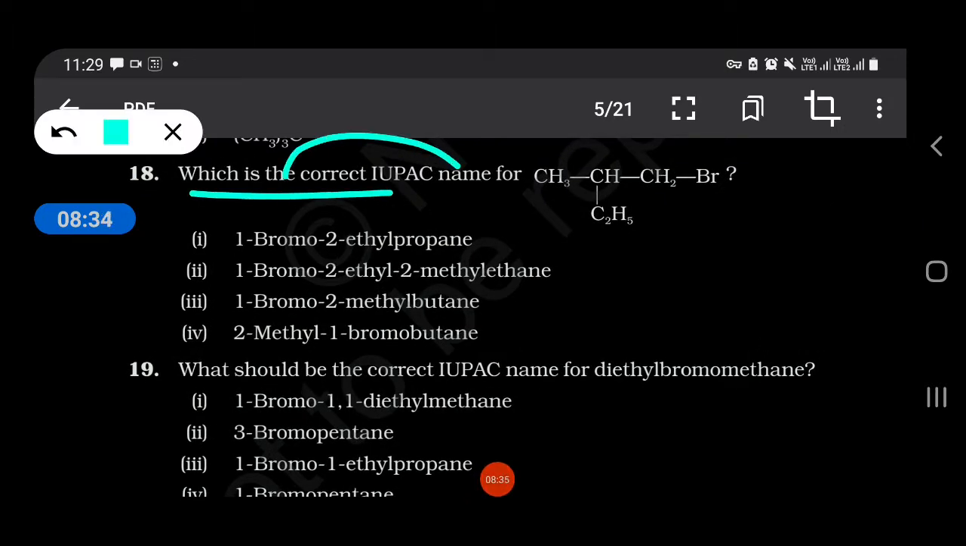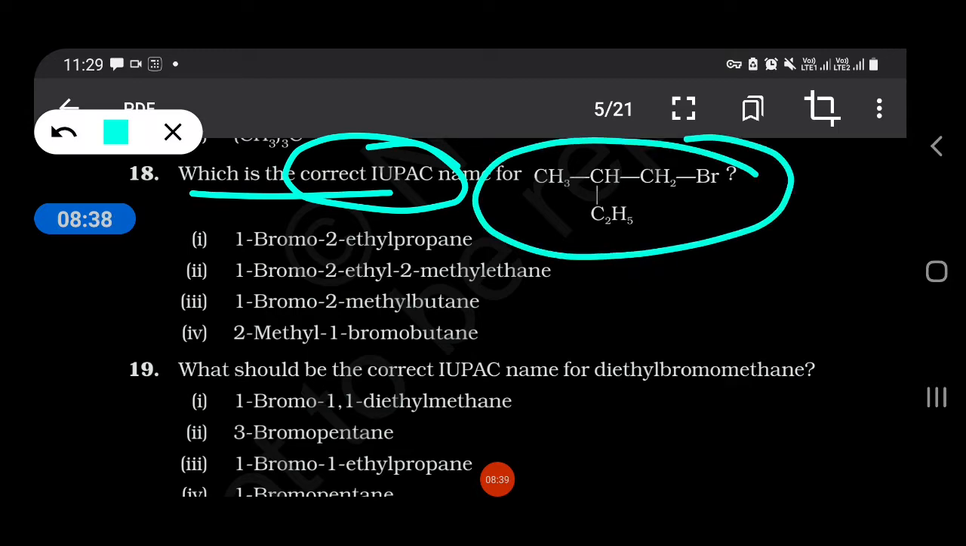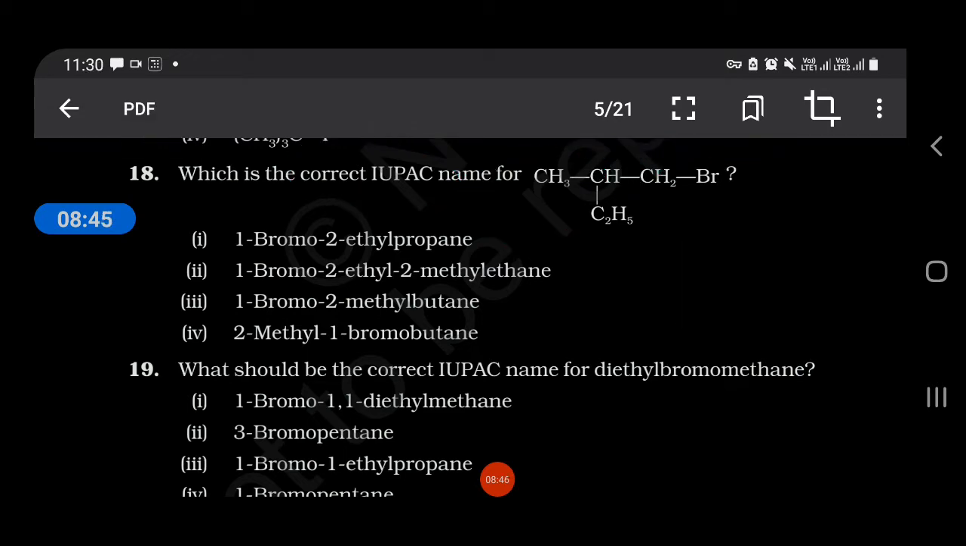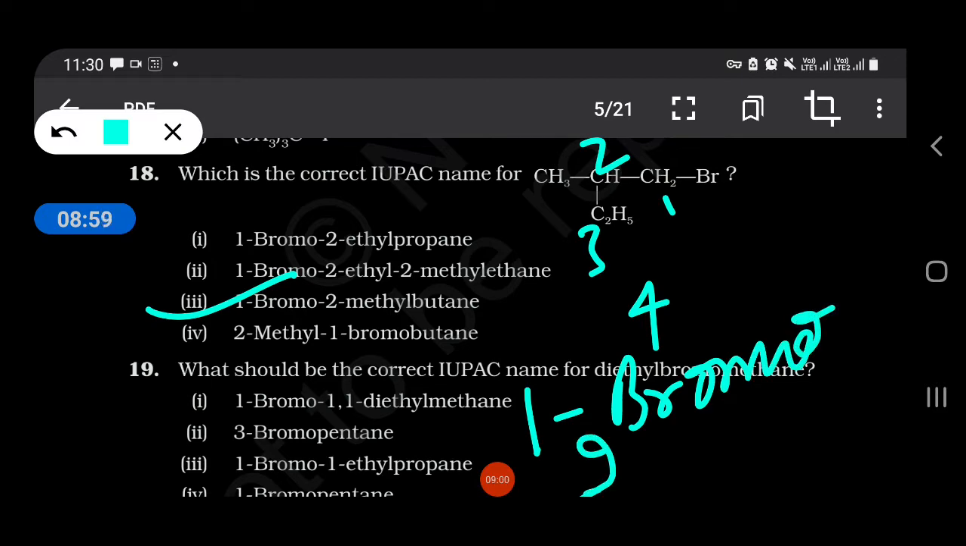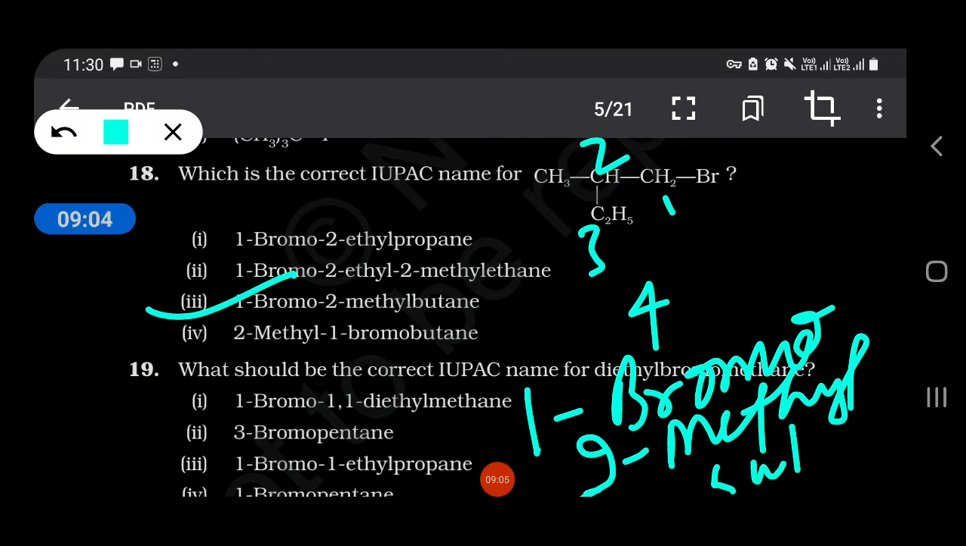Which of the following is the correct IUPAC name for this one? Okay, so 1, 2, 3, 4. One minute. So our answer is 3. 1-bromo-2-methylbutane.